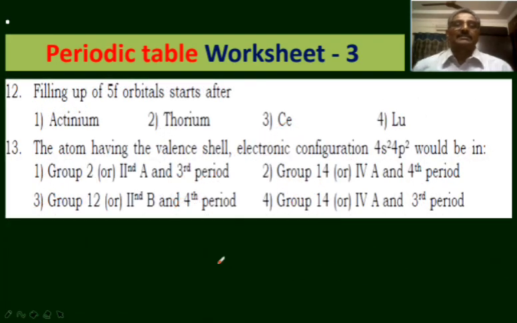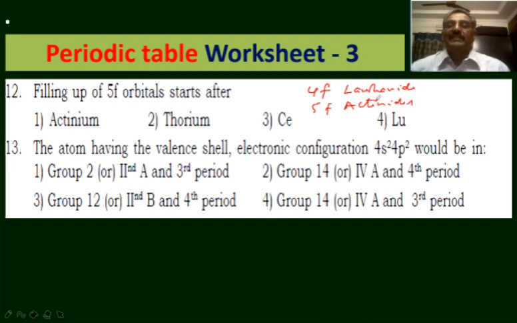Next, 12th question. Fill up of 5f orbital starts after dash. 4f series is known as lanthanide series and 5f series is the actinide series. In the actinides, 5f is being filled. It comes after actinium. So first option is the right option.